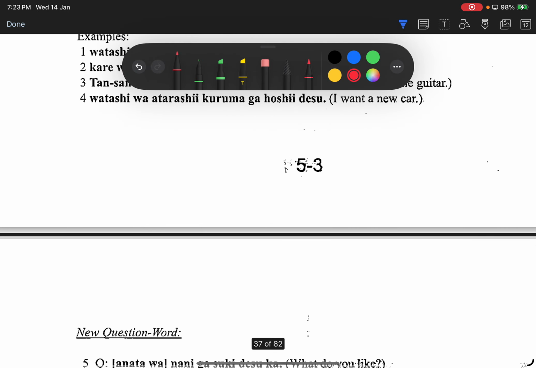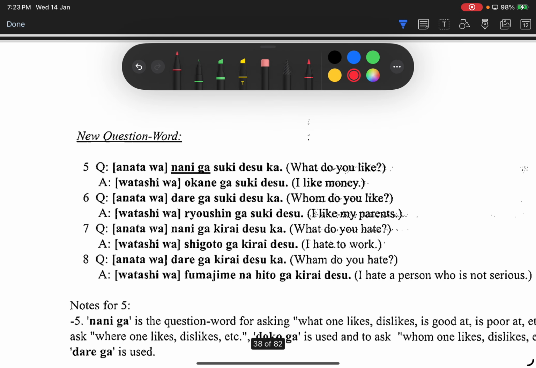Okay, moving on. So we have our question word, which is nani ga. So nani ga suki. Right? So nani is object. So object ga suki. So we change the object to nani. So nani is what. Okay, so what.